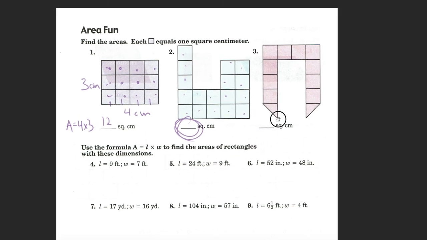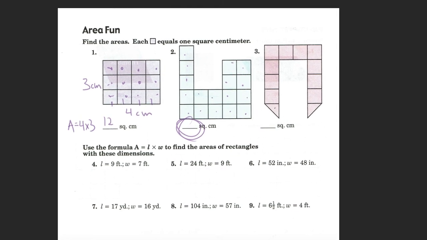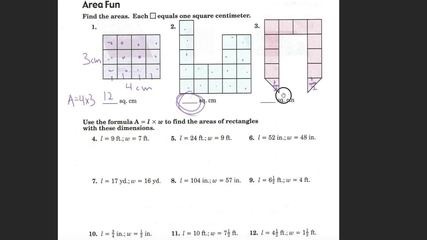All right, this one's a little bit trickier. You see how there are two halves of a square. So when I'm counting this, I can't count it as a whole square. I have to count this as half a square, and I also need to count this as another half a square. So it's a little bit trickier.